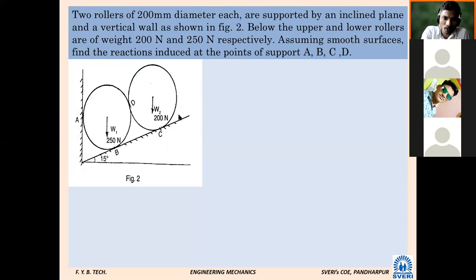The diameter is also the same; only the weight is different in this problem. One is 200 Newton and the other is 250 Newton. That's all, that is the difference. Otherwise it is the same problem.